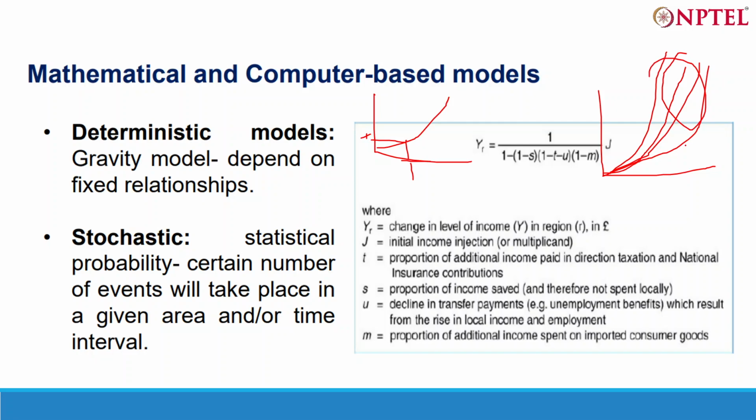All the probabilities are based on different function models. So this is one of the things used to calculate the change in level of income over the region. Okay, so please look into it.